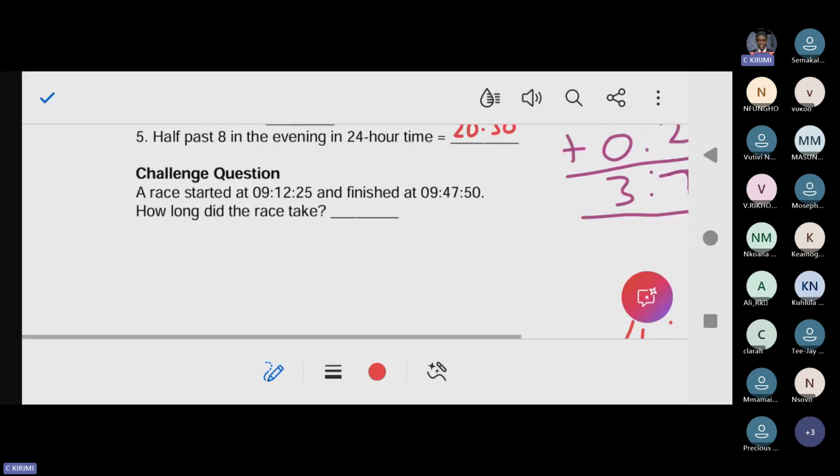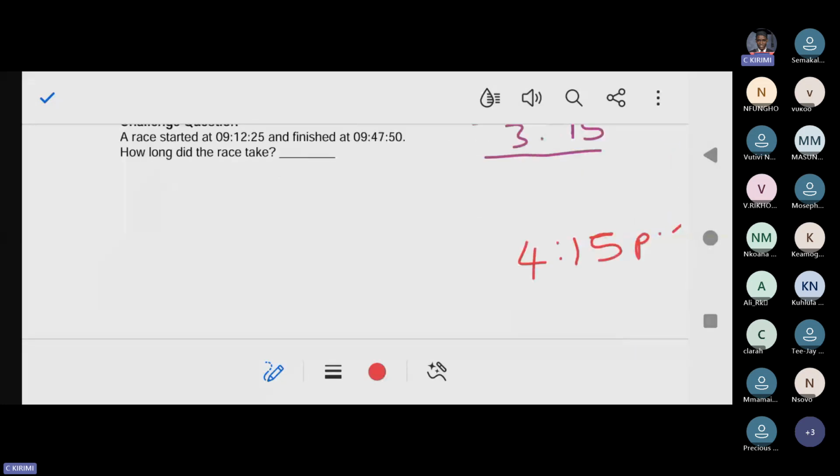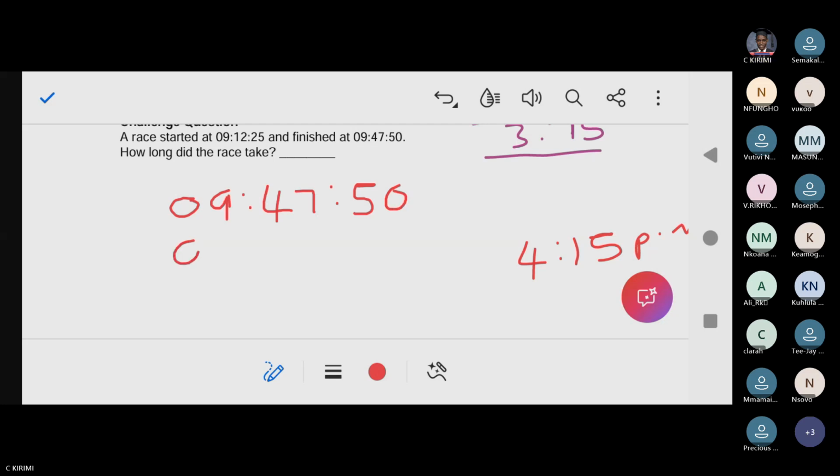How long was the race? So let's calculate how long the race was. We take the finishing time, 09:47 minutes, and then 50 seconds. And then the starting time, we started at 12 minutes and 25 seconds past 9 in the morning, and then it's 25 seconds. Then what you do, you subtract.